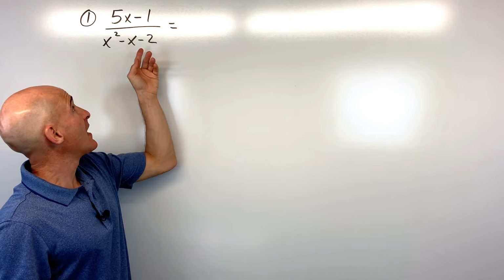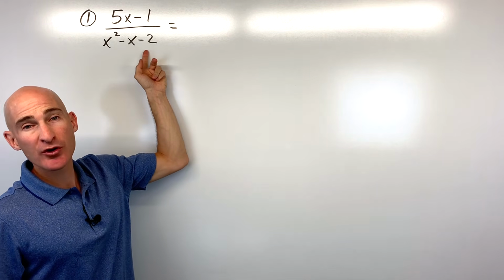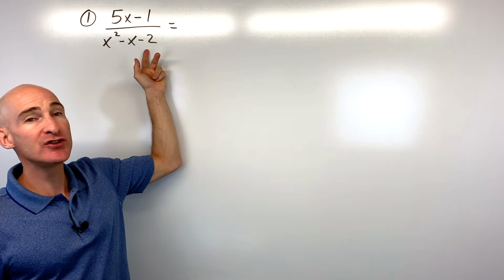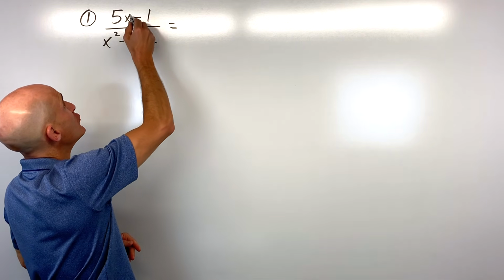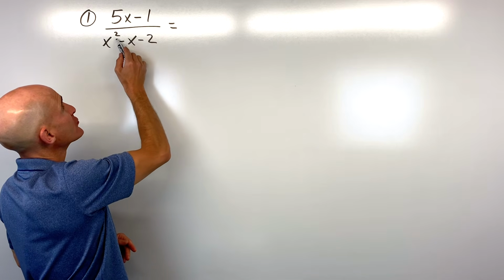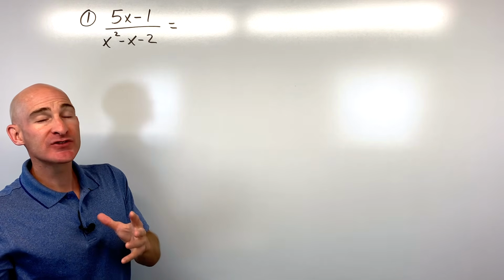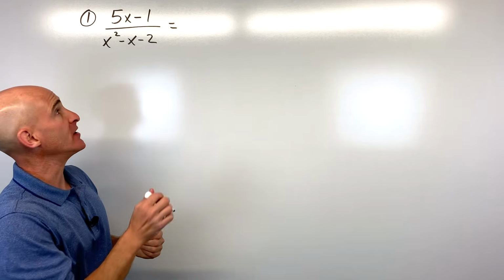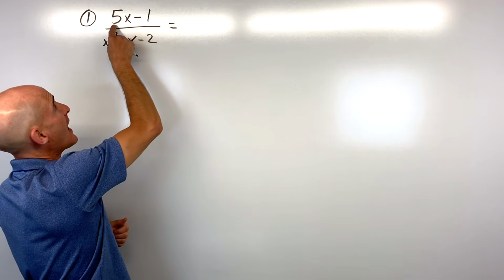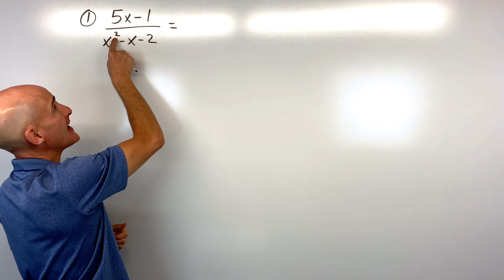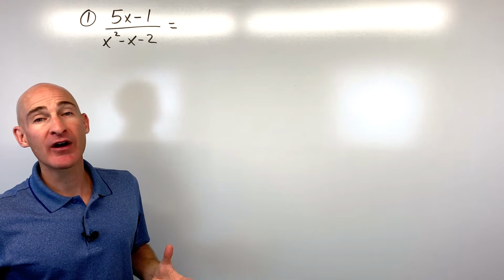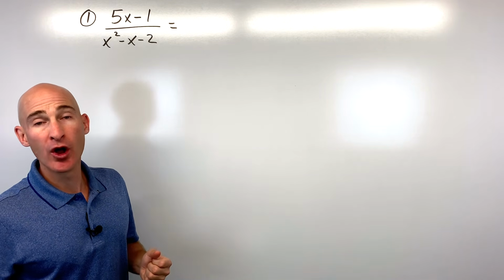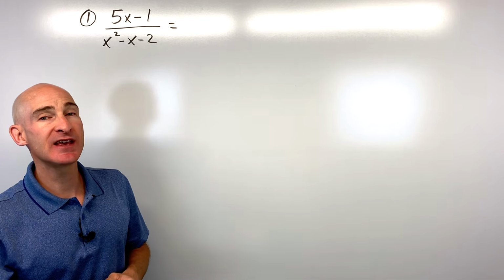Okay, number one, we've got (5x minus 1) over (x squared minus x minus 2). The first thing you want to do is look at the highest powered term in the numerator and the highest powered term in the denominator, and ask yourself, is this an improper fraction? If the degree of the highest powered term in the numerator is the same or higher, then it's an improper fraction and you're going to have to do long division first. And we'll talk about that in example number 5.